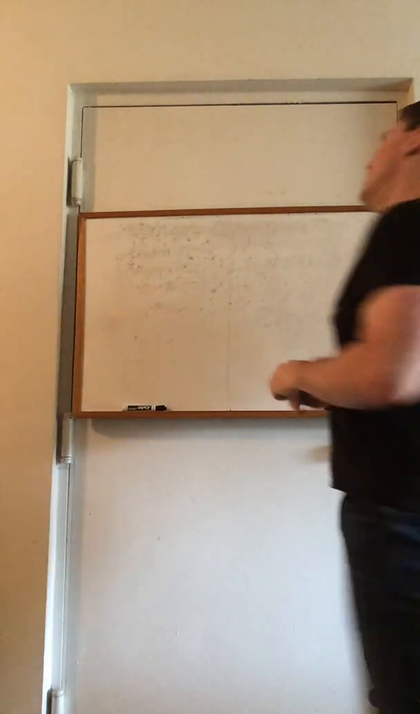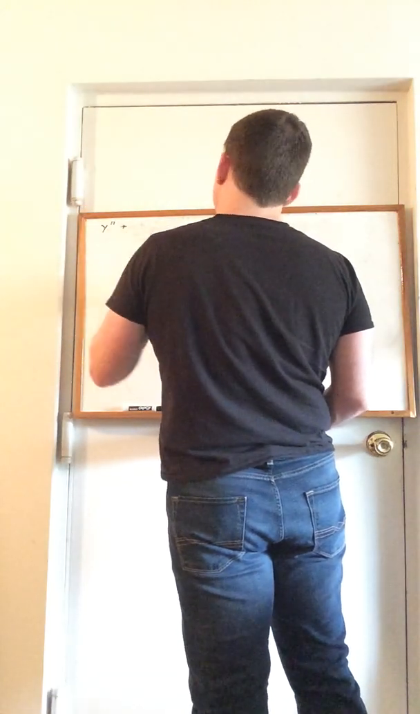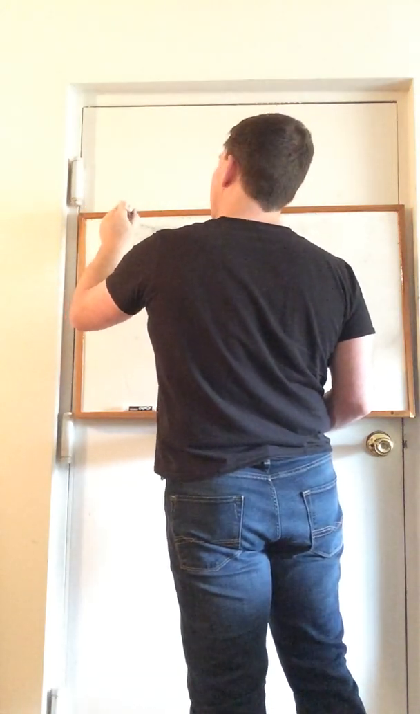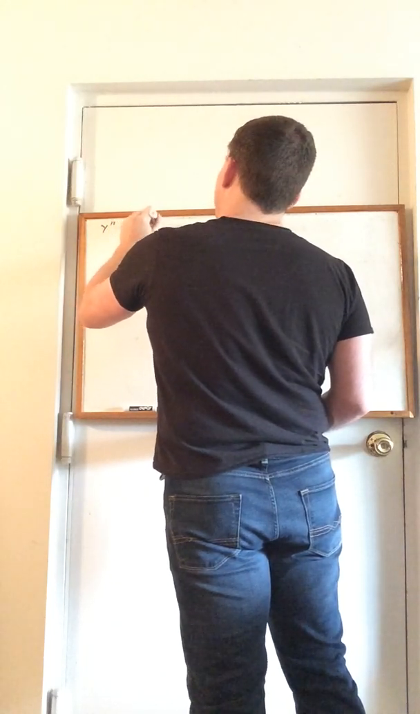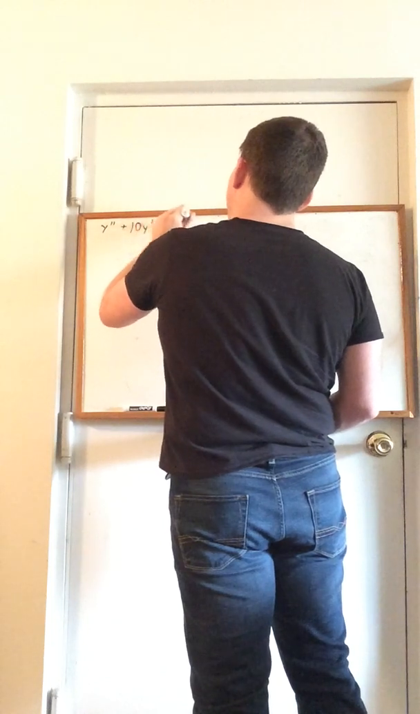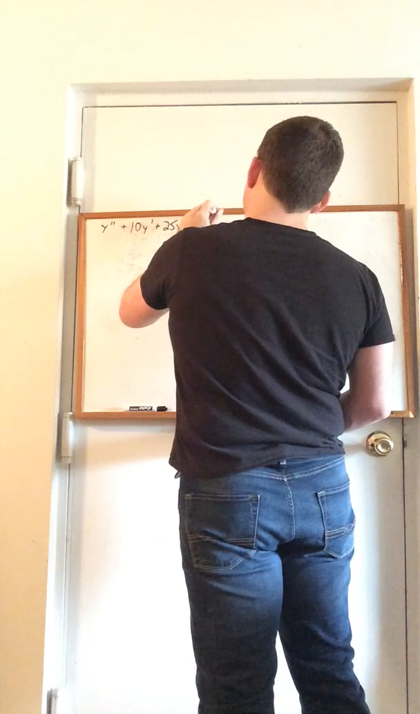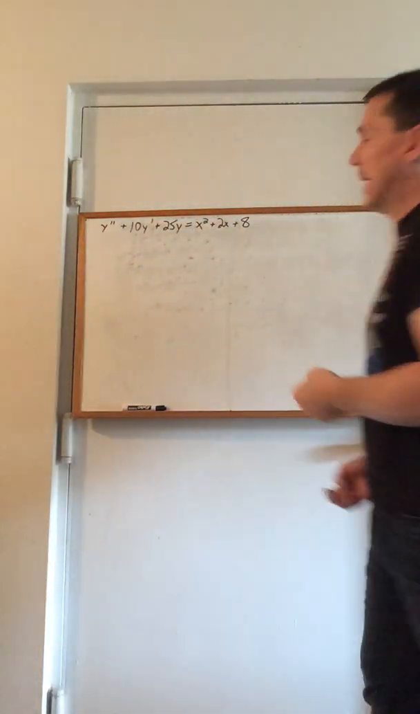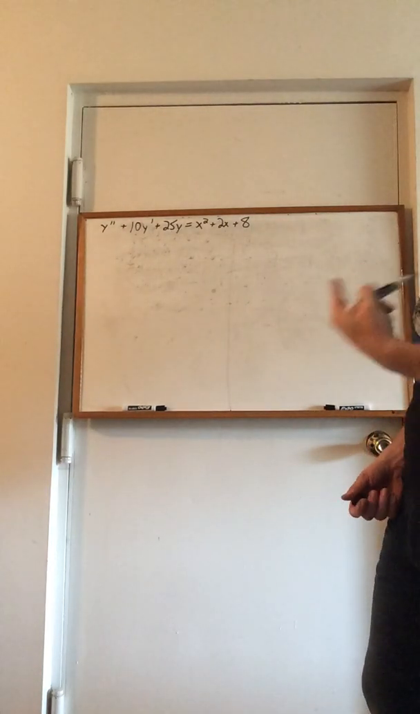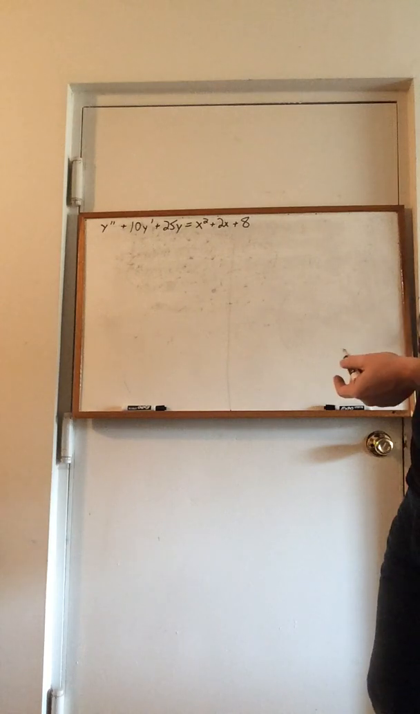And then suppose we have something like y double prime plus, let's see, 10y prime plus 25y equals x squared plus 2x plus 8. I'm just going to throw out there, I made this up off the top of my head, so I have no idea how messy the answer will be, but we'll see.